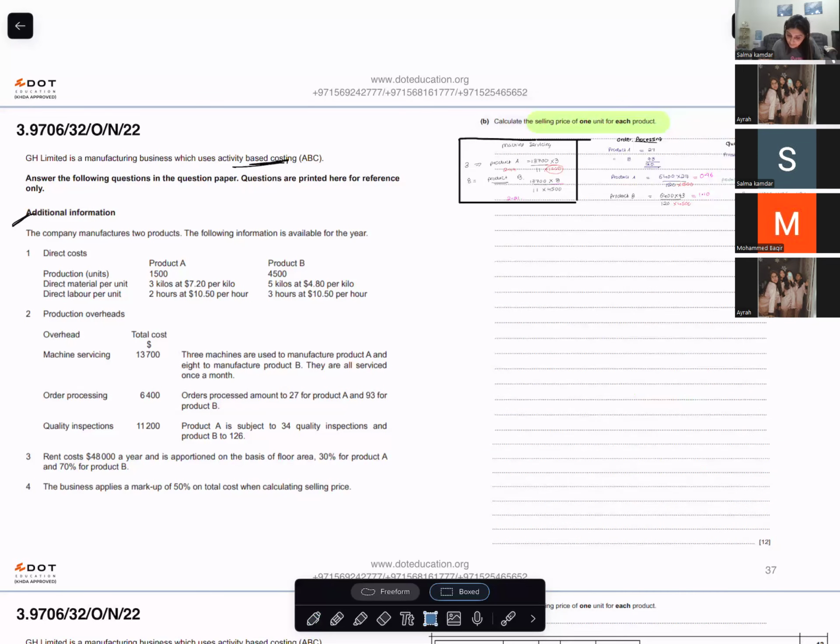Rent costs 48,000 a year and is apportioned on the basis of floor area: 30% for product A and 70% for product B. So 48,000 into 30%, so 14,400. Divided by, oh, I have to divide it also. Yeah, divided by 1,500. So it's 9.6.